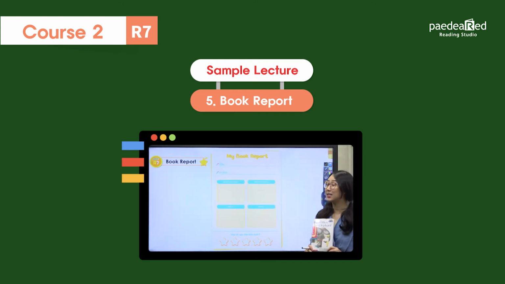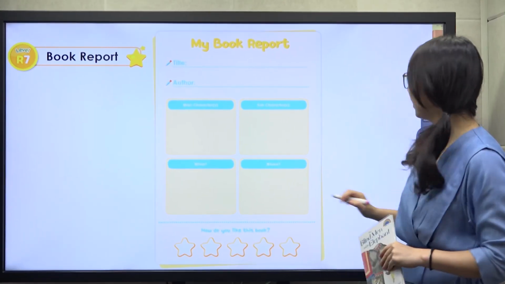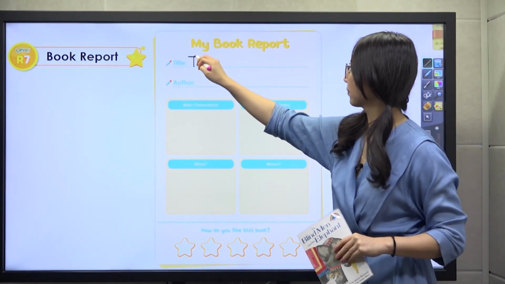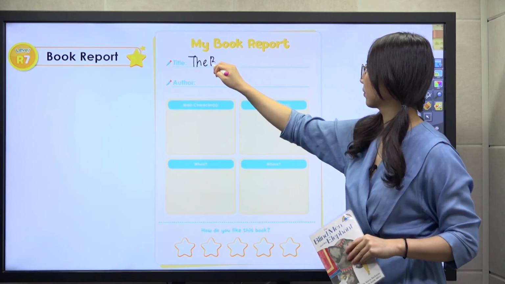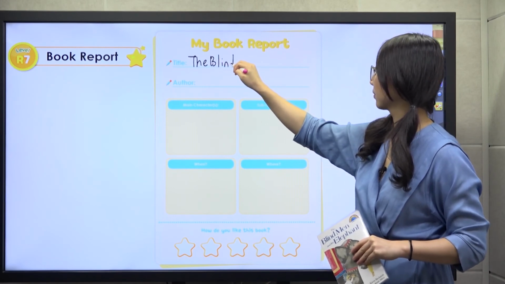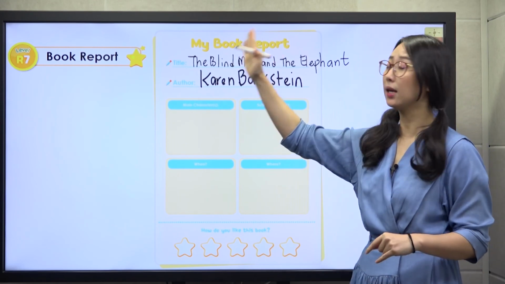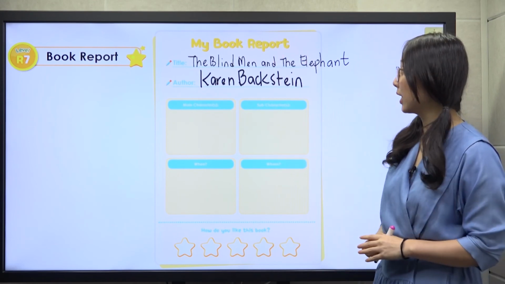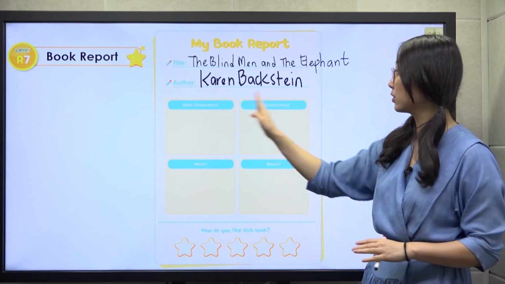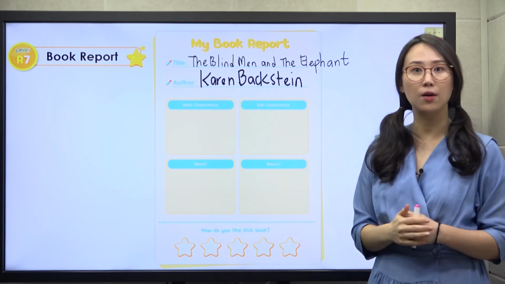Now, it says title, guys. What's the title of the book? You should know by now. It is The Blind Man and the Elephant, right? So go ahead and write The Blind Man. All right, guys, now that we wrote the title and the author, let's go ahead and talk about some of the most important parts of the book.